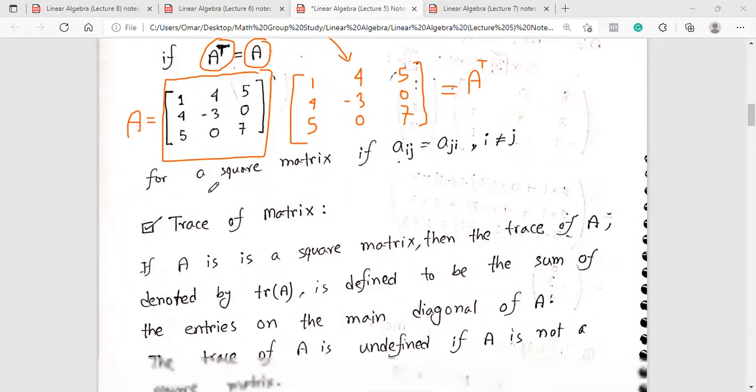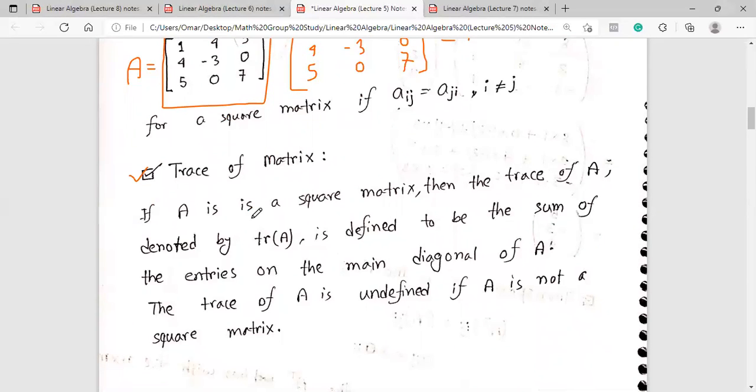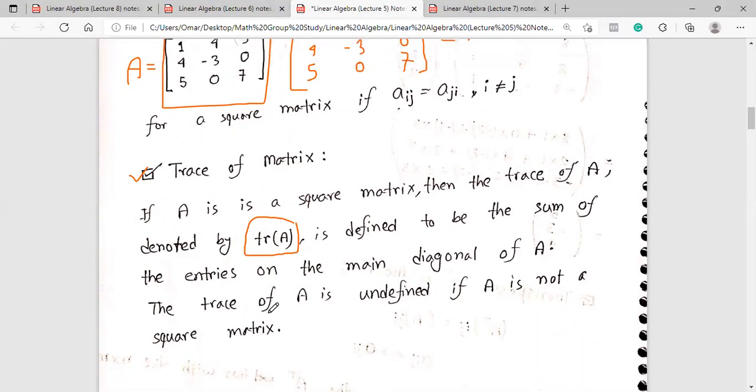Yeah. So let's see the trace of a matrix. If A is a square matrix, then the trace of A, denoted as tr(A), is defined to be the sum of the entries on the main diagonal of A. The trace of A is undefined if A is not a square matrix. So for the trace, A must be a square matrix, okay? A must be a square matrix.